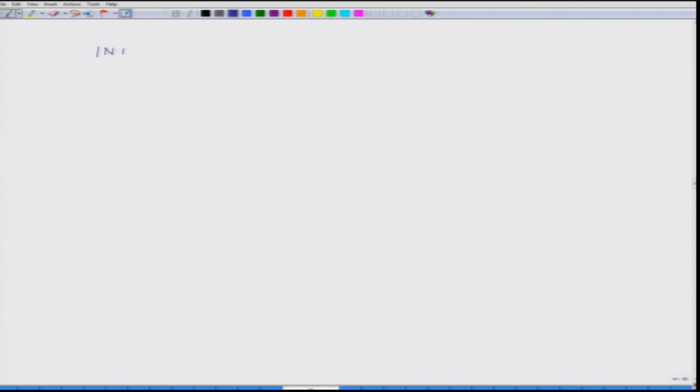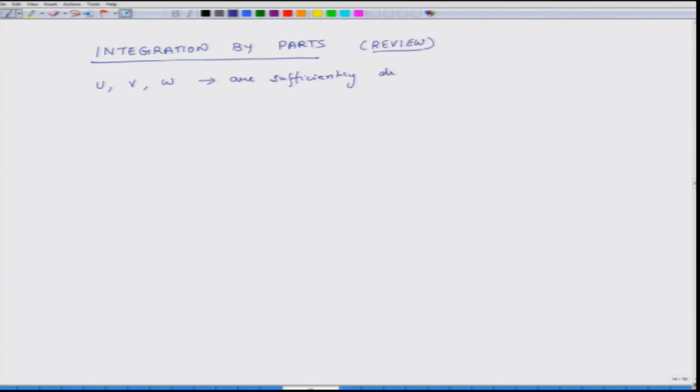So, we will discuss integration by parts. So, this is the part review. So, let us assume that u, v and w, right now we are just talking about a one dimensional domain, are sufficiently differentiable.